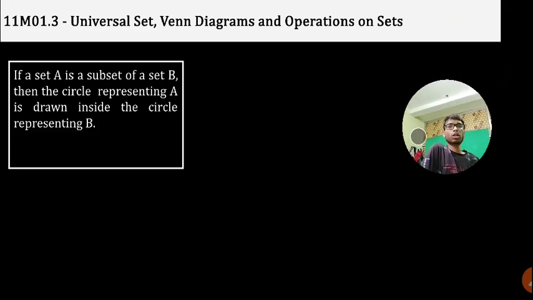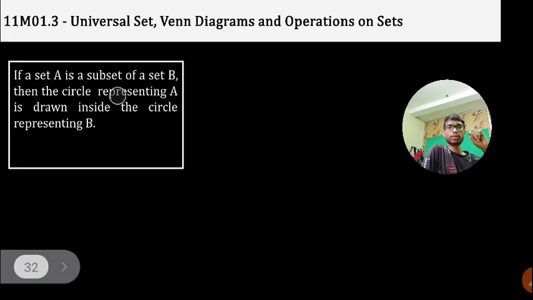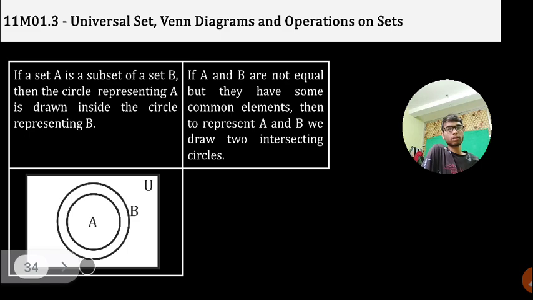If set A is a subset of set B, then the circle representing A is drawn inside the circle representing B. Here it is saying that A is a subset of B. This circle is saying that I am a subset of B.